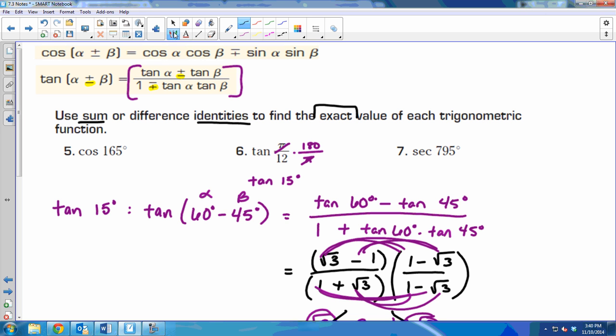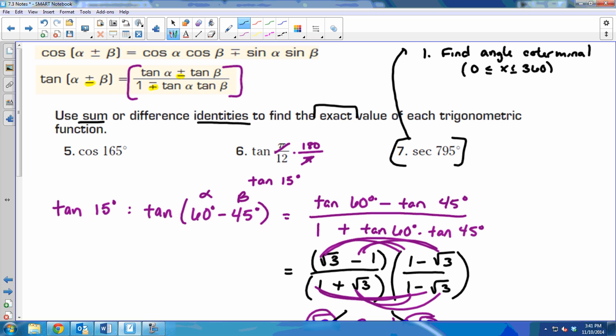I'm actually not going to do the last example, but I want to give you a few pointers here. So first of all, you have to find an angle coterminal because we're trying to find 795 degrees. We can't do that by adding and subtracting things on the unit circle. So remember, coterminal means between 0 and 360. And so what ends up happening is we end up getting 75 degrees as a coterminal angle.